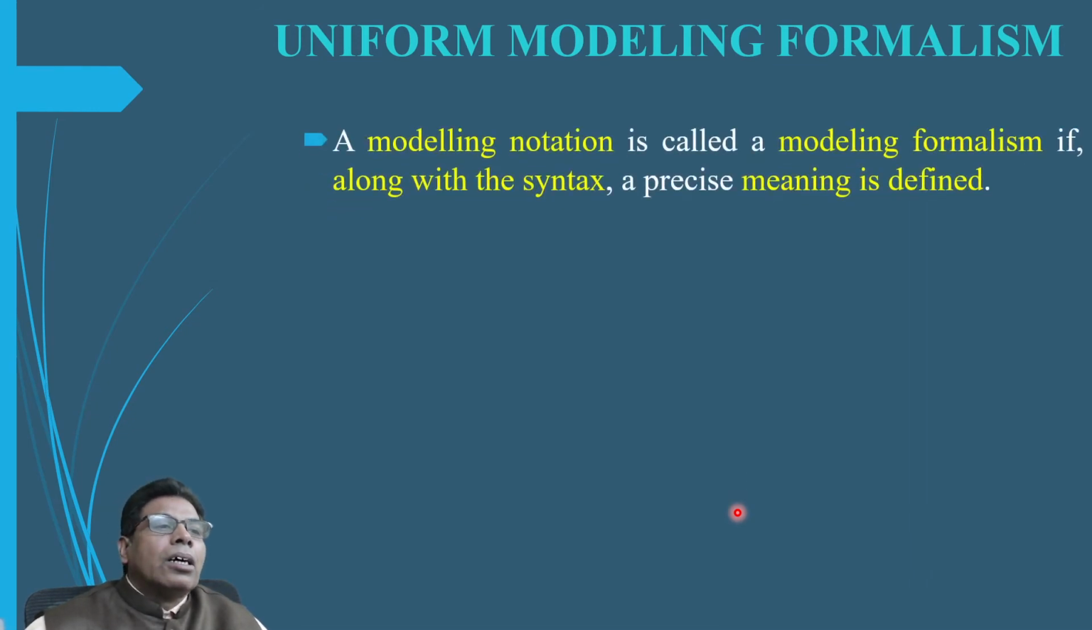Here we first have to understand what formalism is. A modeling notation defines the rules according to which a model is built. It defines the textual or graphical syntax of a model. Then a modeling notation is called a modeling formalism if, along with the syntax, a precise meaning is defined. So when along with the syntax we define the precise meaning, it becomes a modeling formalism.